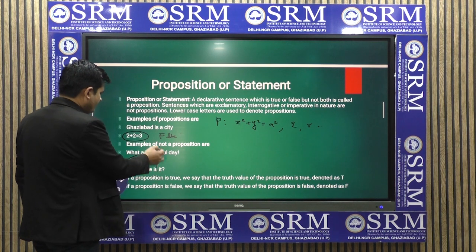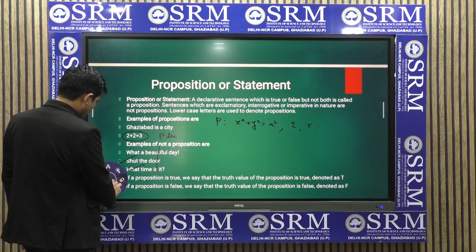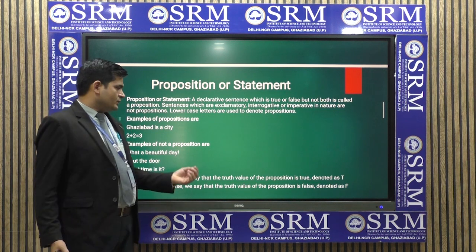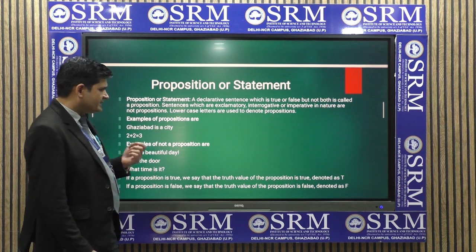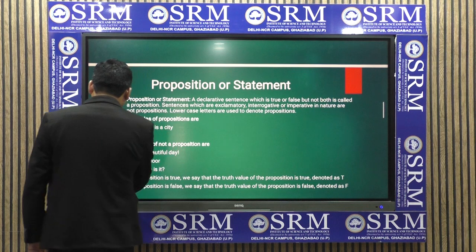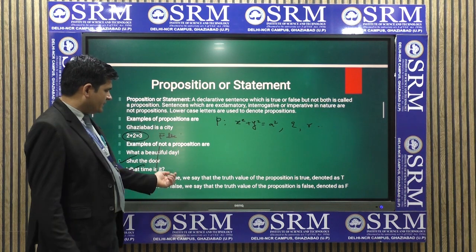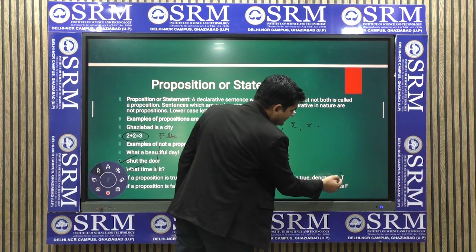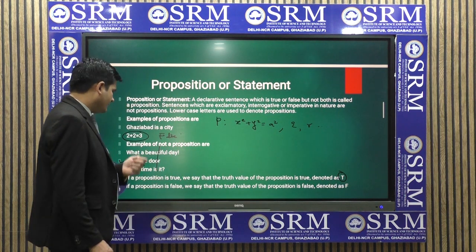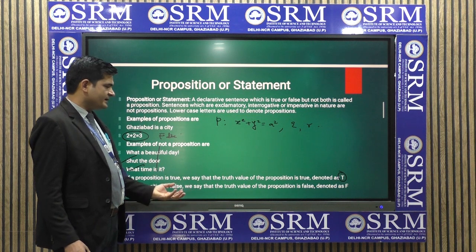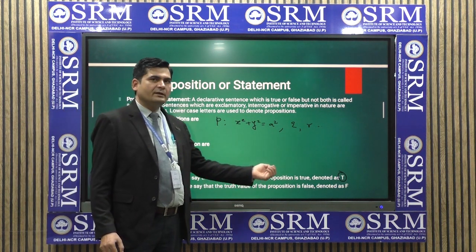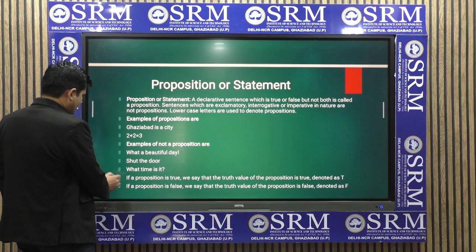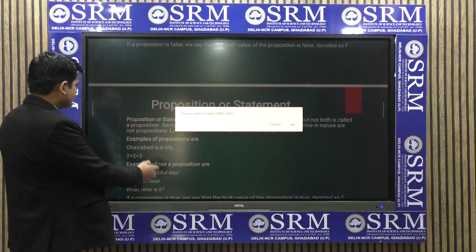If a preposition is true, we say that the truth value of the preposition is true, and this value is denoted by the capital letter T. And if a preposition is false, we say that the truth value of this preposition is false, denoted by the capital letter F. Okay. So next, these are some examples.